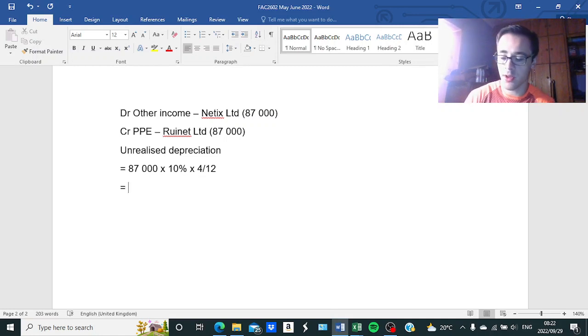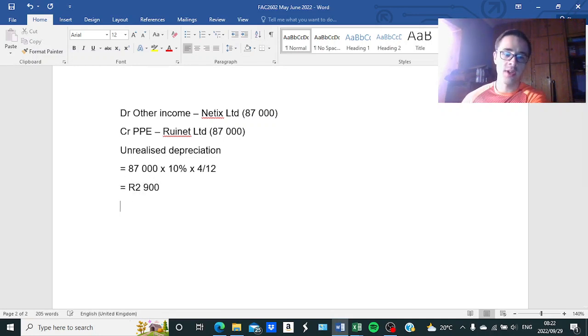Why do we calculate unrealized depreciation? It's because the parent, in this case, provides for too much depreciation, as the unrealized profit is included in the cost of the equipment. Okay, so they provide for too much depreciation, so therefore we have to remove the unrealized depreciation. And you should get an amount of 2,900.